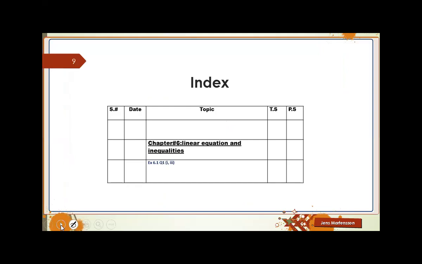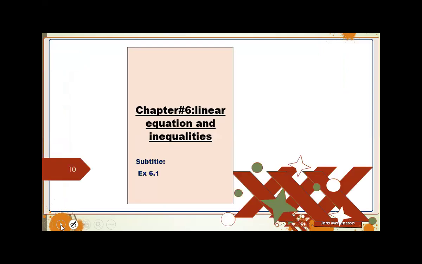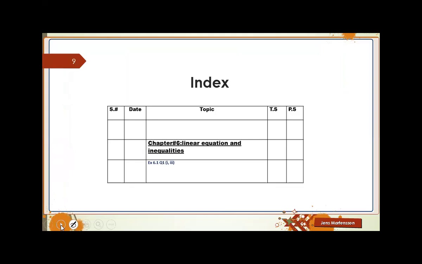Okay. Now students, what you have to do, in your algebra copy, again I'm telling you that you have to do that work in your algebra copy. In the index of the algebra copy, you have to mention Chapter number 6, linear equations and inequalities. Exercise 6.1, question 1 is on page number 126, right? The question is, solve the following equation. You have to do question 1, parts 1 and 3, right?